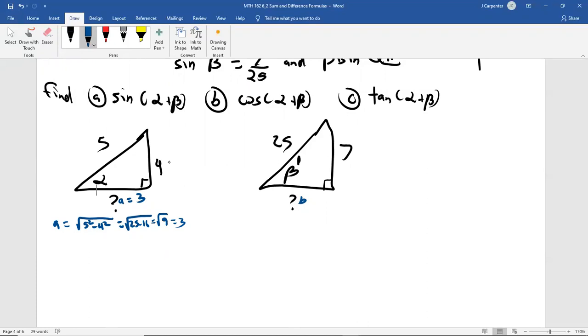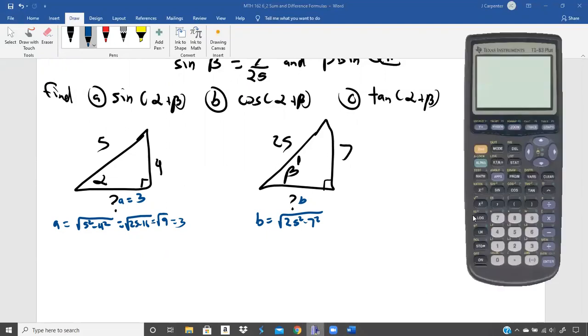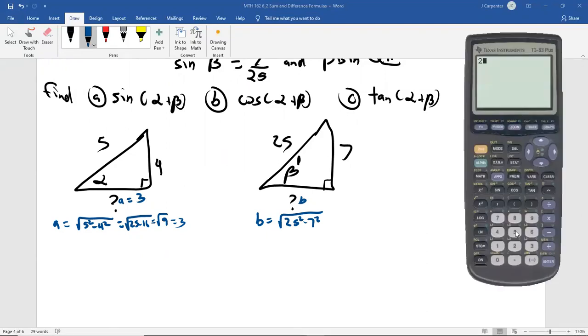B, again, would be the square root of the 25 squared minus the 7 squared. You can always find a leg by doing square root of hypotenuse squared minus leg squared. All right, and 25 squared is a pretty big number. If you just wanted to save some time, we'll do it with the calculator.